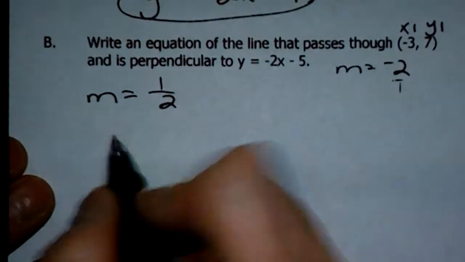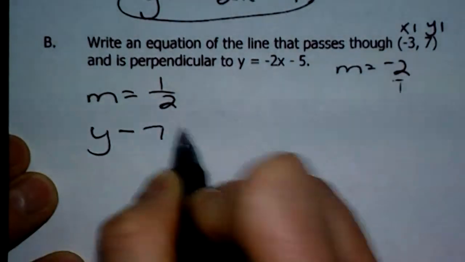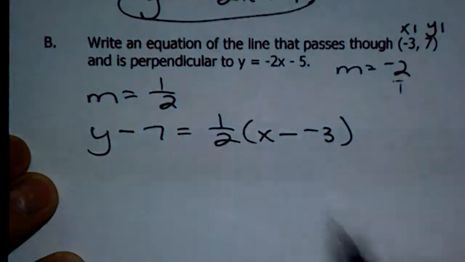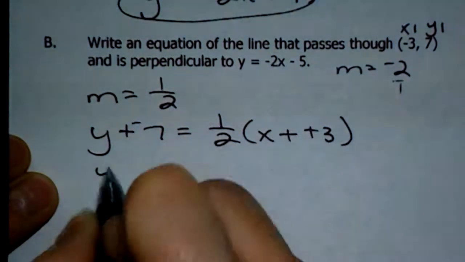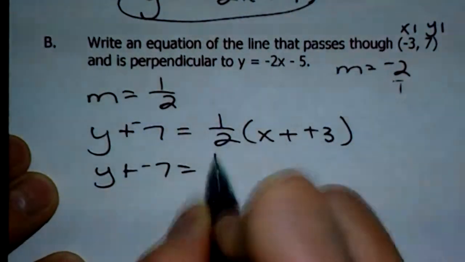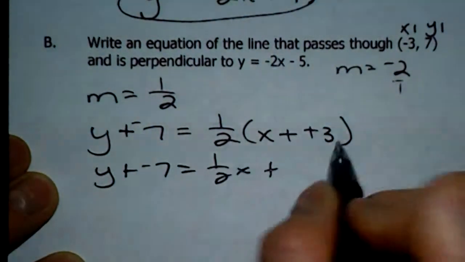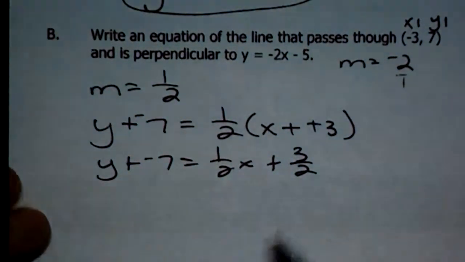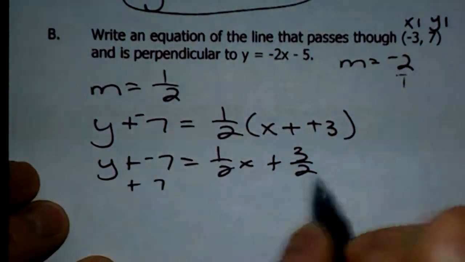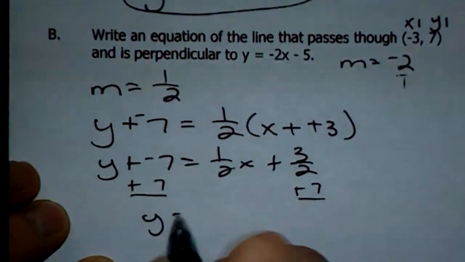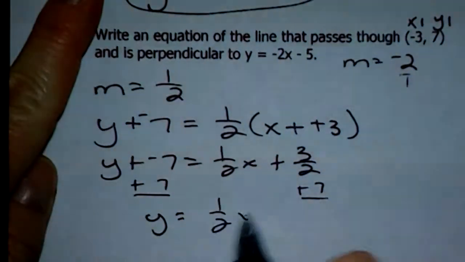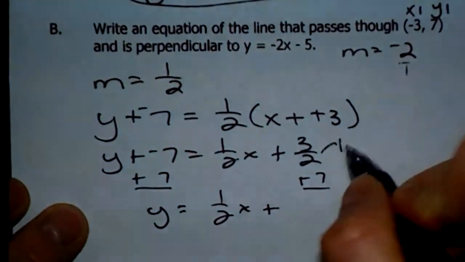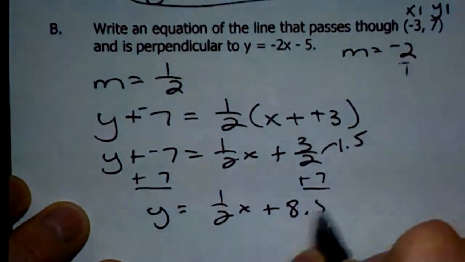So we're going to use our point slope. y minus y1 equals the slope times x minus x1. I'm going to keep change. So y plus negative 7 equals 1/2 x plus 1/2 times 3 would be 3/2. We can change it to 1.5 if you want. And we're going to add 7 to each side. So y would equal 1/2 x plus, if you take 7 plus 3/2, which means 1.5, you get 8.5.